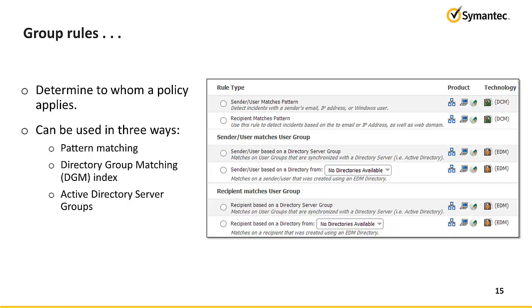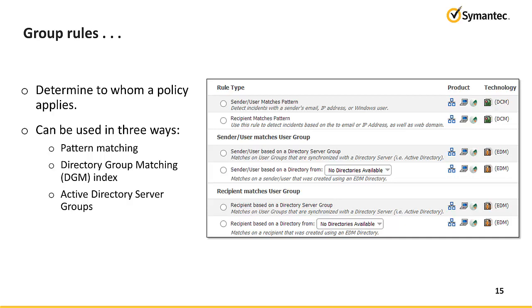First, pattern matching allows you to define single-use sender, user, and recipient patterns to match against user identities. Or you can create reusable sender, user, and recipient patterns that can be used across all policies. Reusable patterns are discussed in more detail in the Described Content Matching or DCM section of this lesson.